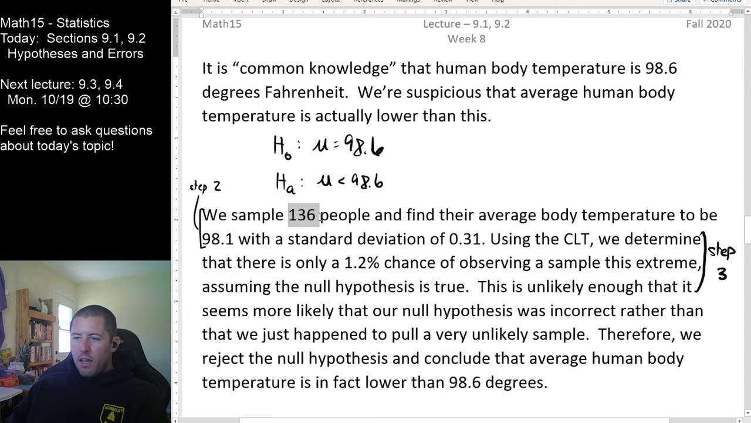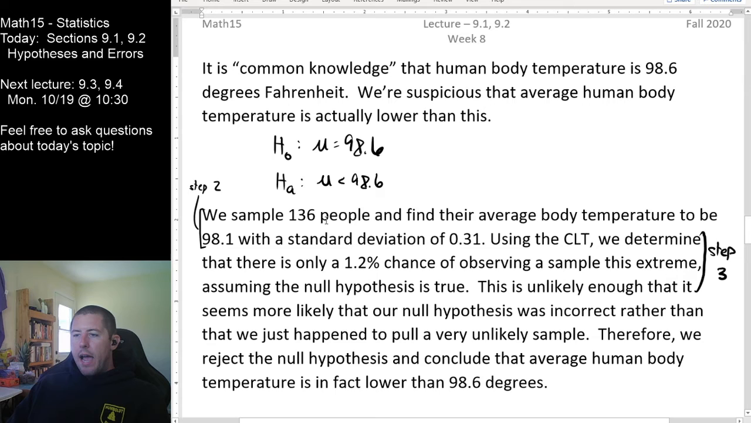We've been given n, we've been given x bar, and we've been given our standard deviation. We will use those to compute the probability of seeing a sample of that extremeness, and we will use that probability to make our decision. That's kind of our four steps that we're going to see out there in total.